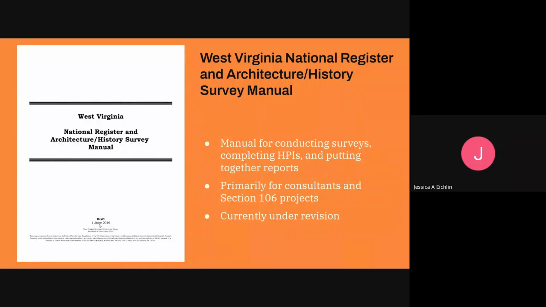And before we dive into the HPI form, I did want to mention the West Virginia National Register and Architecture/History Survey Manual, which is a mouthful. But it basically covers conducting surveys, completing HPIs, and putting together reports. It's primarily used by paid consultants and the consultants working on Section 106 projects. This manual is currently under revision. We're working on streamlining it a little bit and making it a little bit easier for members of the public to use so that it's a little bit more accessible.